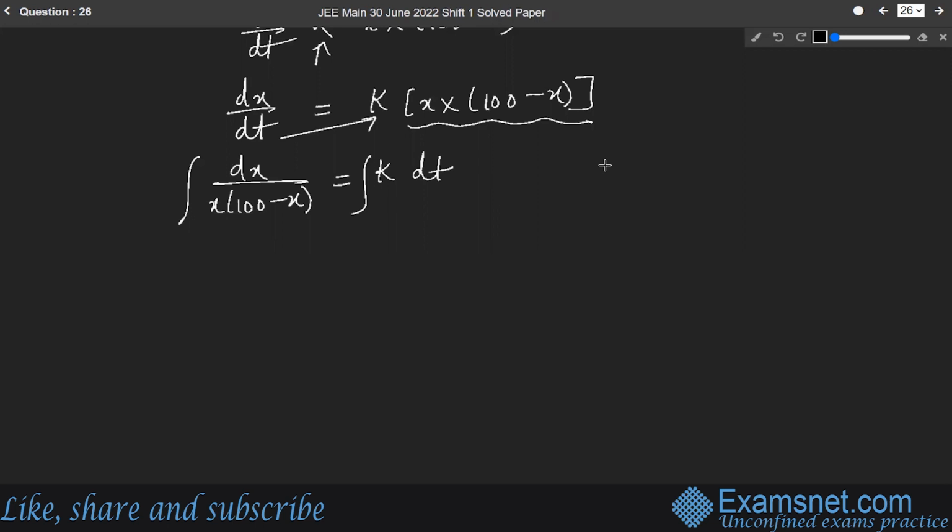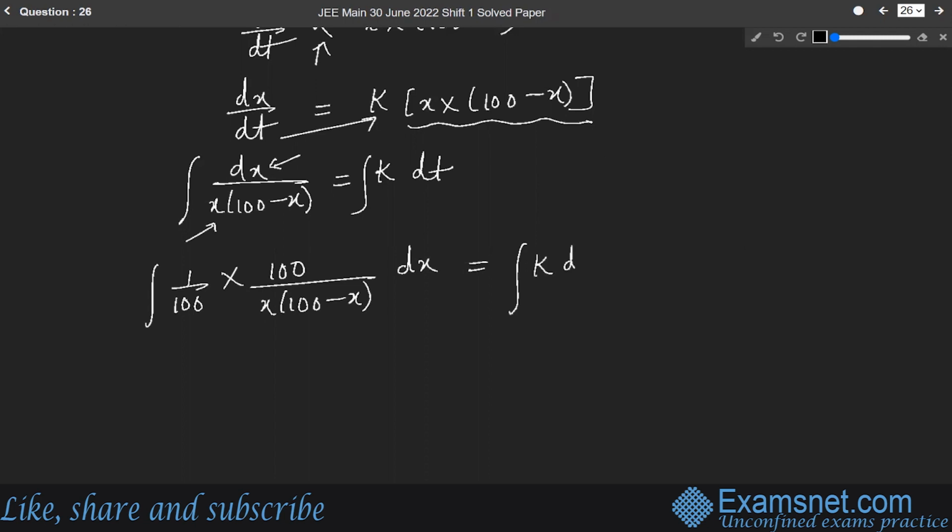You can see in the left hand side, the numerator consists of dx and the denominator consists of x into 100 minus x, right? So let us multiply and divide by 100 here. So it will be integral of 1 by 100 into 100 divided by x into 100 minus x dx. This is equal to integral of k dt.